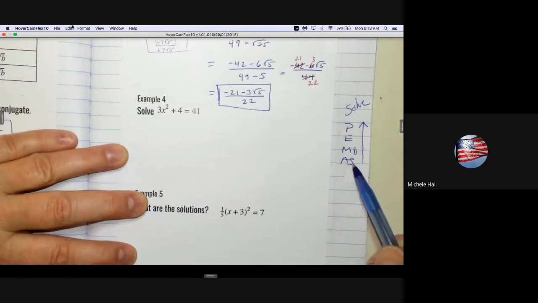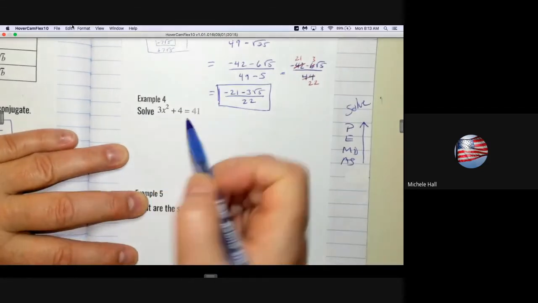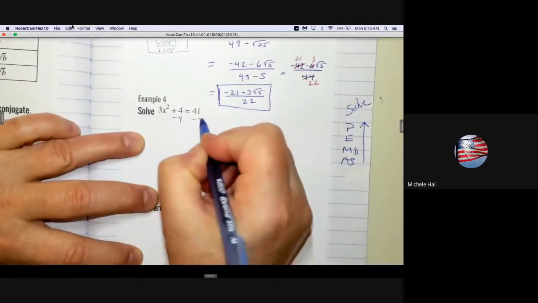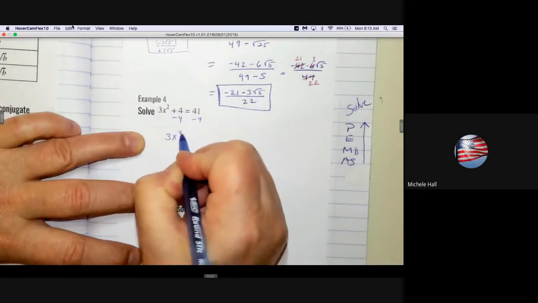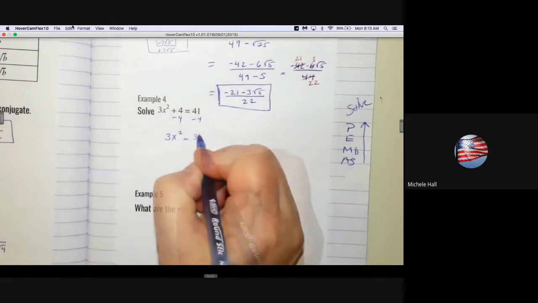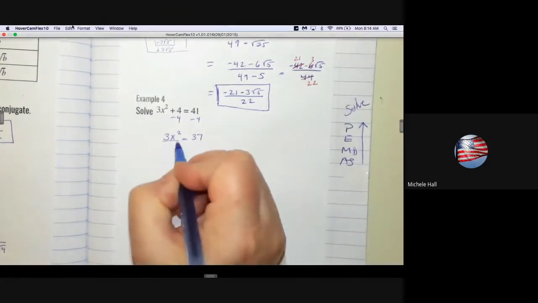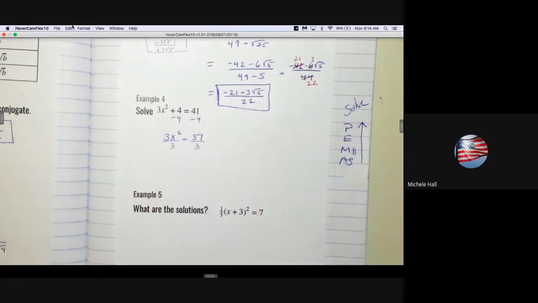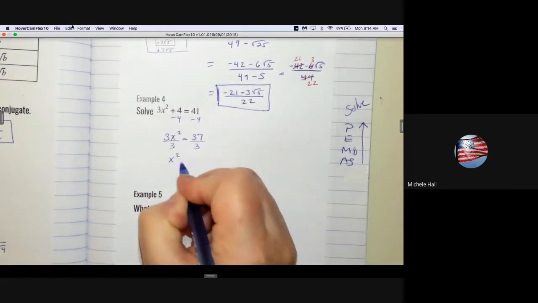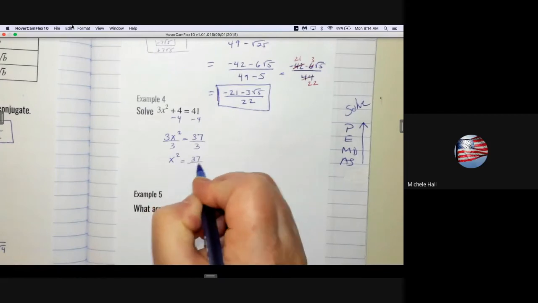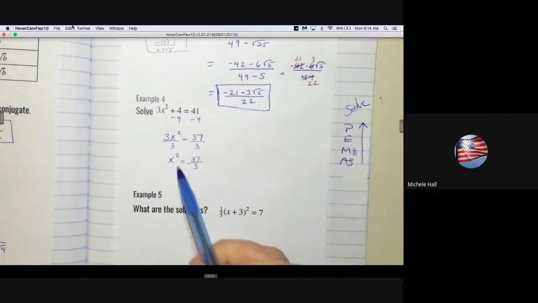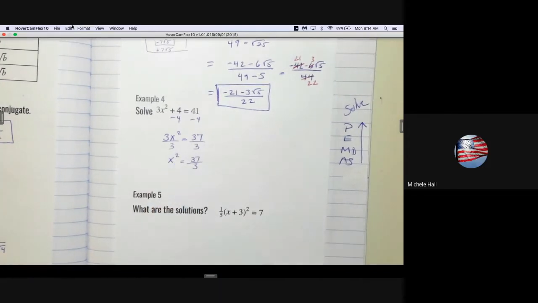Is there any adding and subtracting that can be undone? Yes. Subtract 4. We have 3x squared equals 37. Is there any multiplying and dividing that can be undone? Yes. Divide by 3. Divide by 3, and we get x squared equals 37 thirds. This is a degree 2. I expect 2 answers.